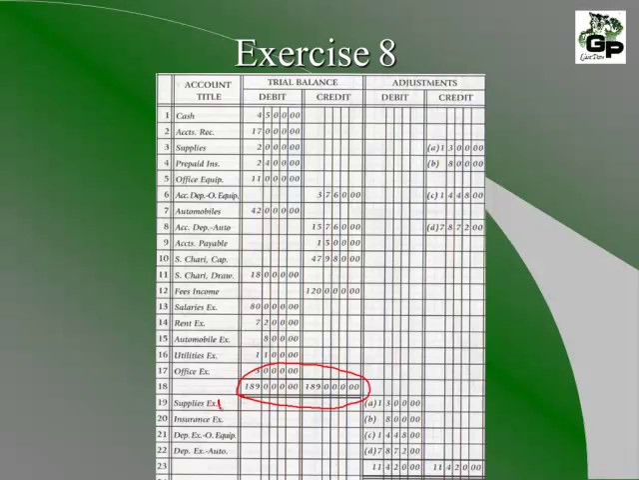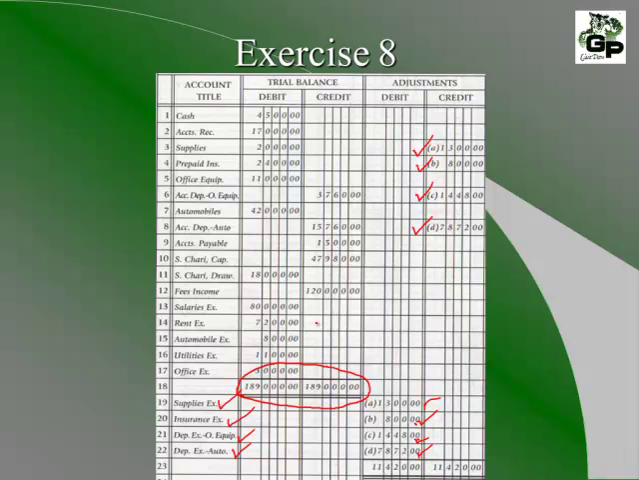We calculate the supplies expense, the insurance expense, the depreciation on the equipment, and the depreciation on the automobiles. These expense amounts are listed 1, 2, 3, 4. Now their corresponding asset accounts: for the supplies, it's up here. For the insurance, right here. The accumulated depreciation right here, and that was for the equipment, and accumulated depreciation for the automobile is right here.